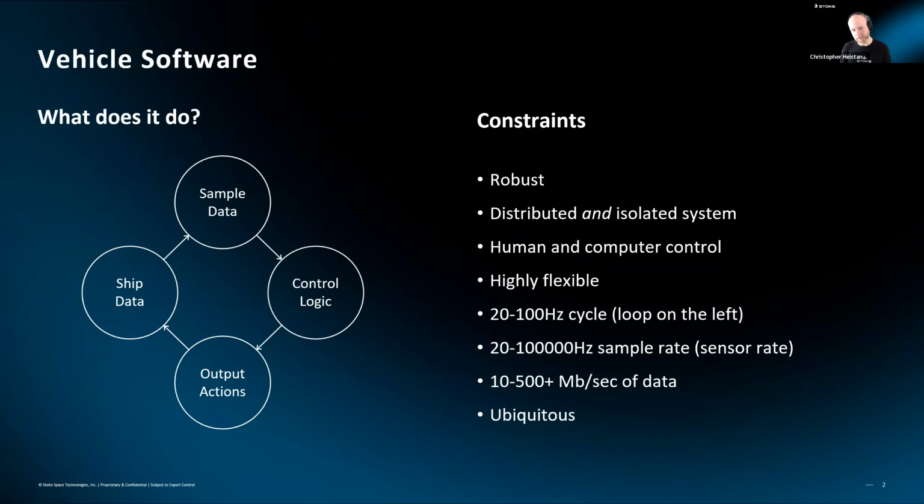We are running this loop from 20 to 100 hertz. So we're going input, process, output, ship at a certain rate. But we are also sampling it at much faster rates than that. So we can sample one piece of data for each of those cycles, or we can sample thousands of pieces of data. And so we have the need for that kind of dual rate concept. And we're pushing a lot of data. So we're talking 10 to 500 megabits per second of data, depending on the target and depending on what we're actually sampling.